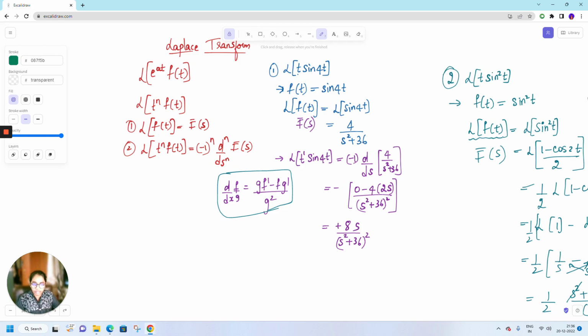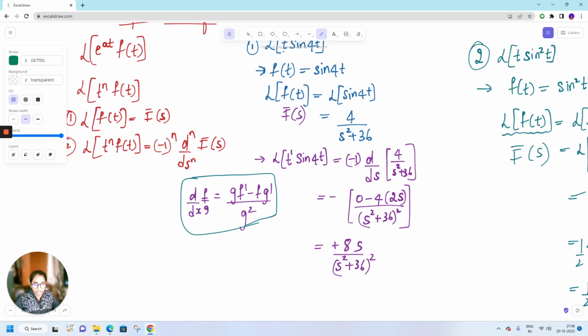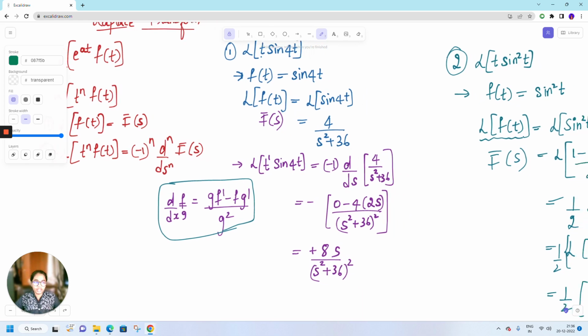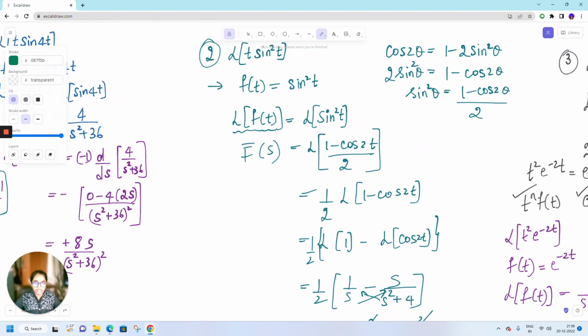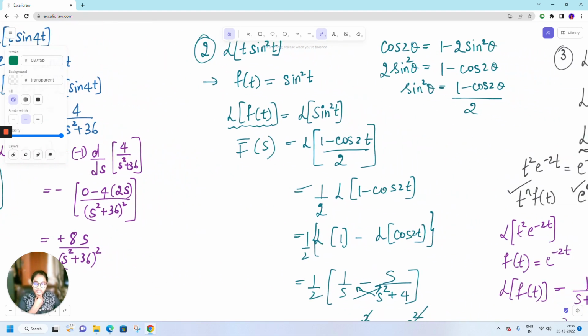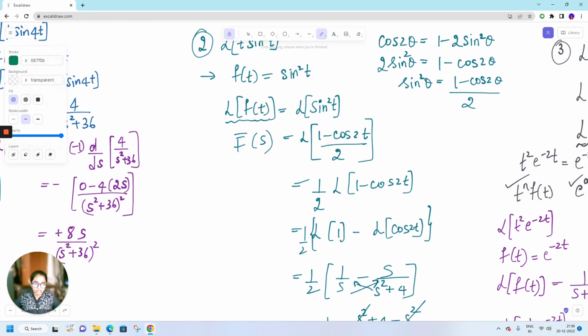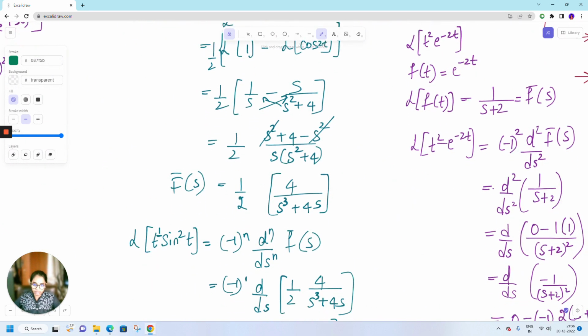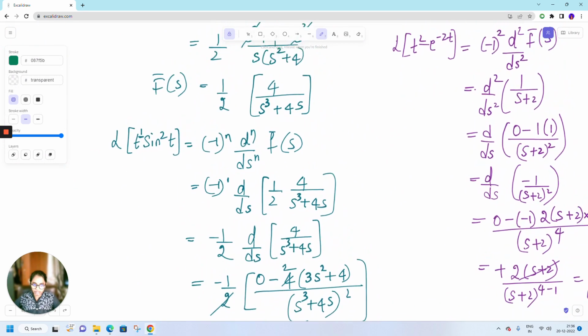Okay, so the first question was a simple question, right? Directly I wrote f of t as sine 4t, and Laplace of f of t was 4 divided by s square plus 36, and then I differentiated it. In the second question, I applied first the sine square t formula, a trigonometric formula, and then I found the Laplace of that. Then I differentiated it.